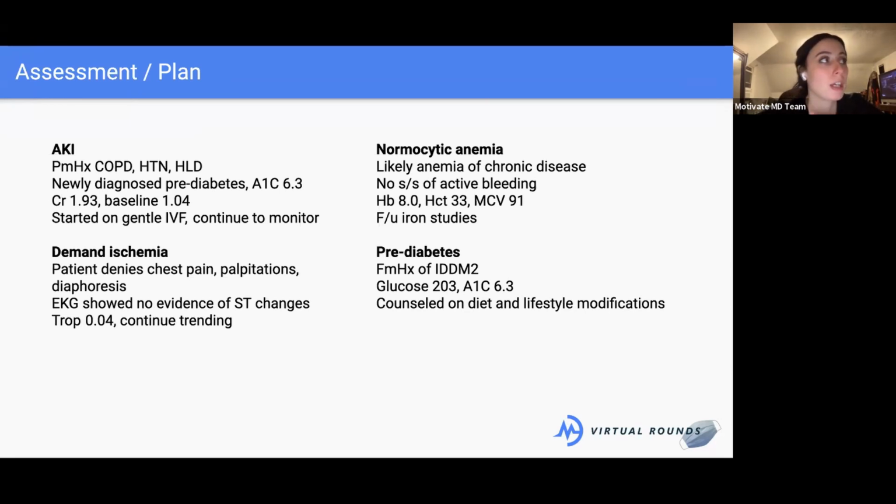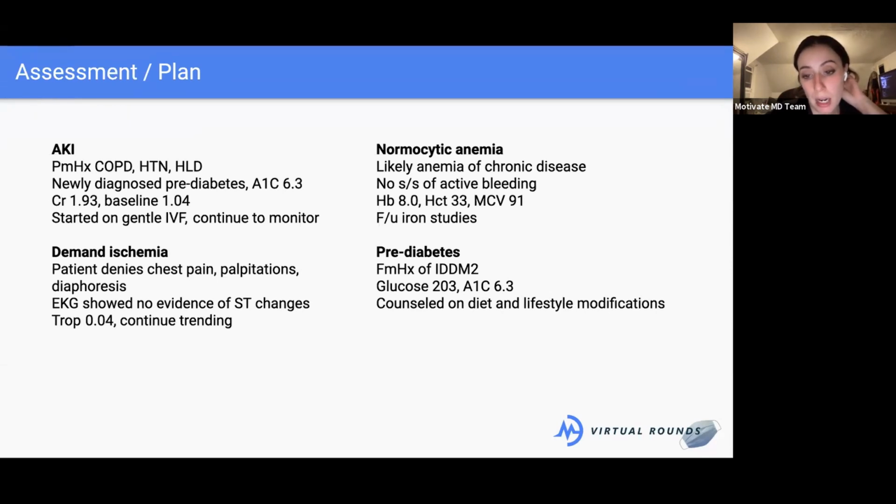So check his iron, check his TIBC. We're going to check what else? Ferritin. We want to see what's going on to make sure this is supporting our diagnosis of normocytic anemia of chronic disease. And finally, prediabetes. He has a family history of insulin-dependent diabetes type 2. His glucose was 203 on admission.